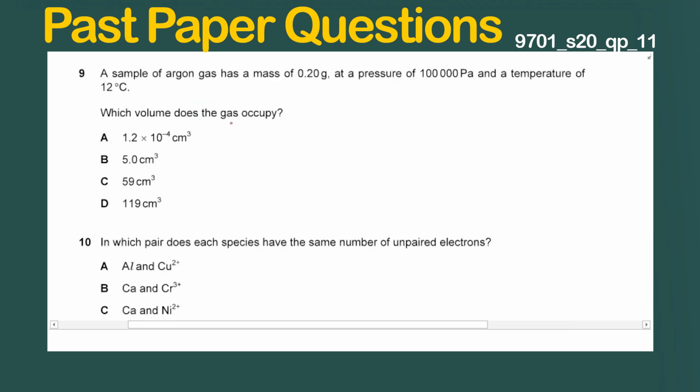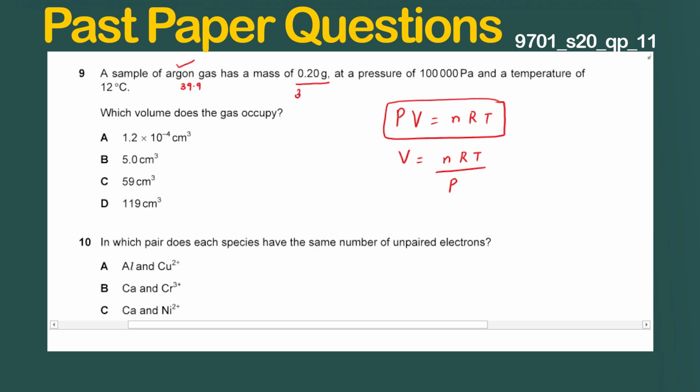A sample of argon gas has a mass of 0.2 grams at a pressure of 100,000 Pascal and a temperature of 12 degrees Celsius. Which volume does the gas occupy? We have to find out the volume. We are given the pressure, temperature and the mass. So let's use the ideal gas equation. PV equals nRT. By rearranging this, we can find out the volume, nRT over P.